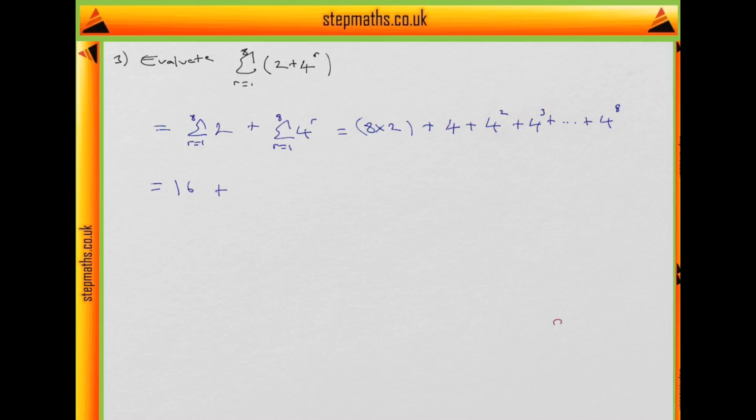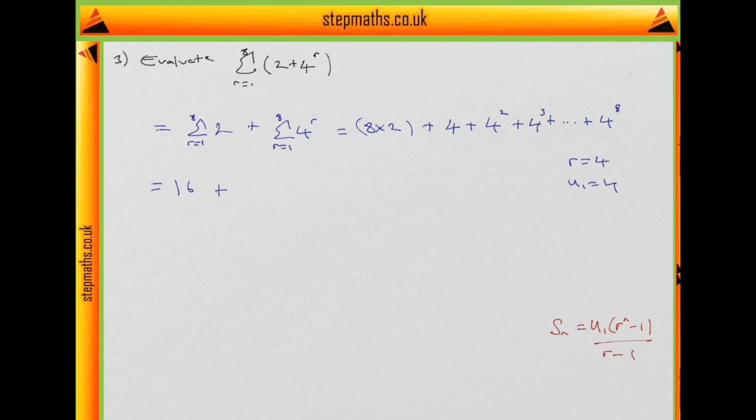And we know that the sum of a geometric sequence is the first term times the ratio to the power of n, minus 1, over the ratio minus 1. So here, our ratio is 4, so r equals 4. And in fact, u1, our first term, is also 4.